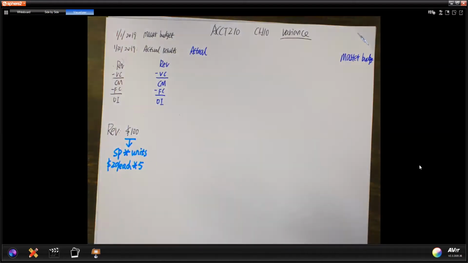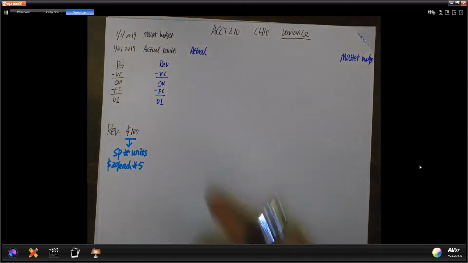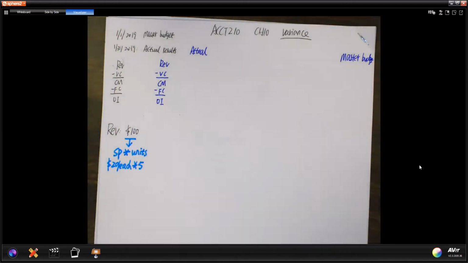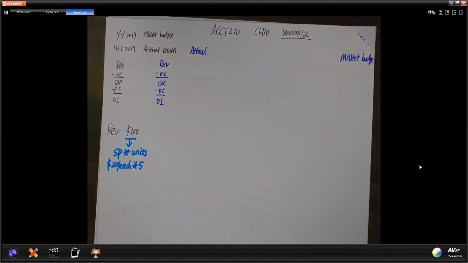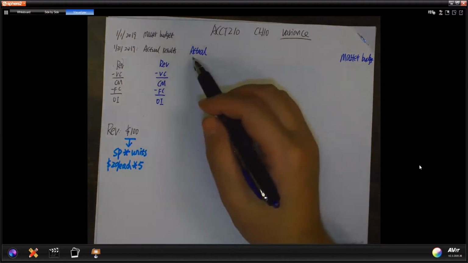We said minus variable cost gives you contribution margin, minus fixed cost gives you operating income. So you observe all the actual numbers from the business. You don't need to calculate. For actual, there is no calculation. It's just from your actual results.